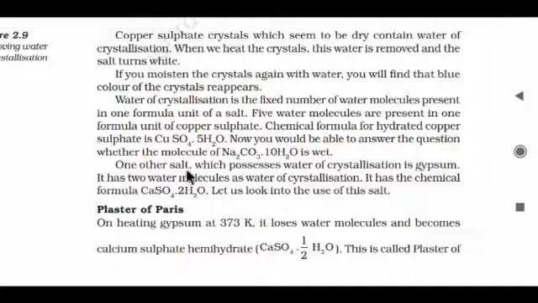One other salt which possesses water of crystallization is gypsum. Gypsum is also a salt which has water in its crystal. It has 2 water molecules as water of crystallization. Its chemical formula is CaSO4·2H2O. Here our salt is Na2CO3·10H2O, and this crystal has 2 molecules of water. And this is the wet crystal of gypsum. Let's look into the use of this salt.